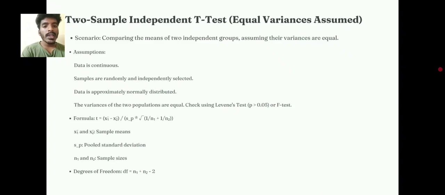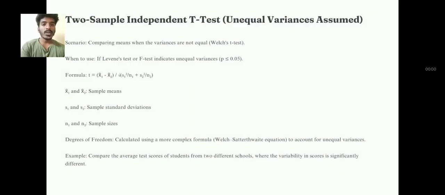X bar 1 and x bar 2 are the sample means. Sp is the pooled standard deviation. n1 and n2 are the sample sizes, with degrees of freedom n1 plus n2 minus 2. Two sample independent t-test, unequal variances assumed. Scenario: comparing means when the variances are not equal.